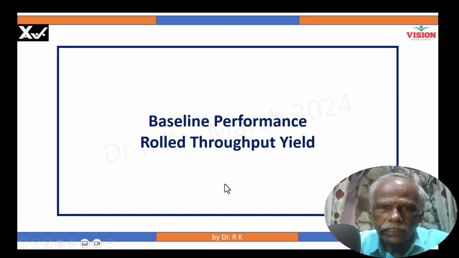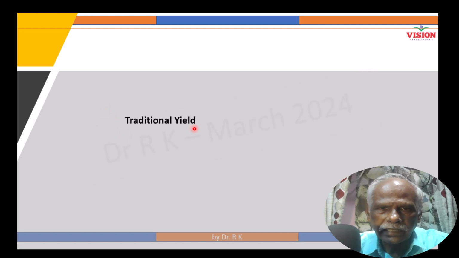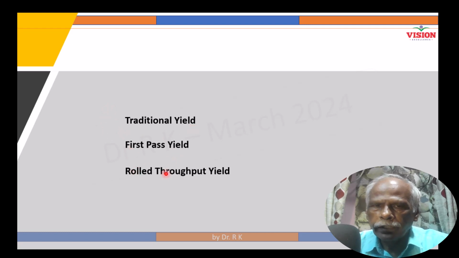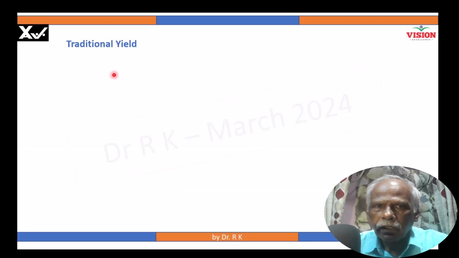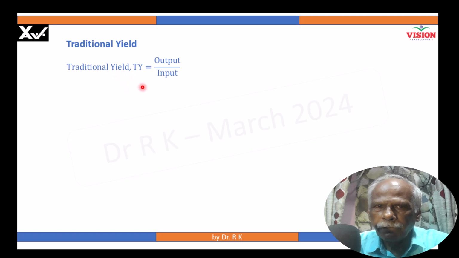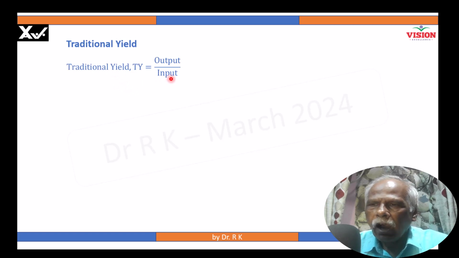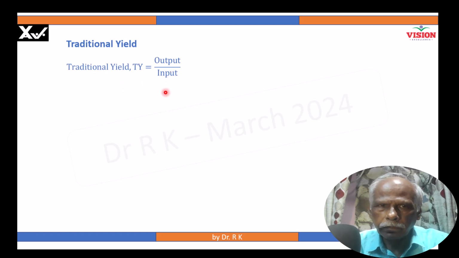Hi, today we are going to see baseline performance, rolled throughput yield. We will see today a traditional yield, first pass yield, rolled throughput yield, and the methods of calculations for each of these. Traditional yield. The formula for traditional yield is output by input.